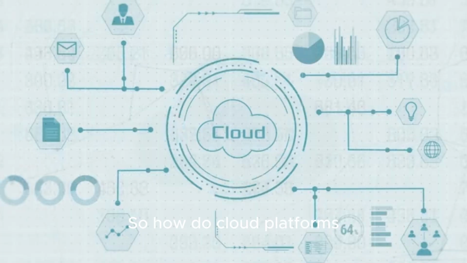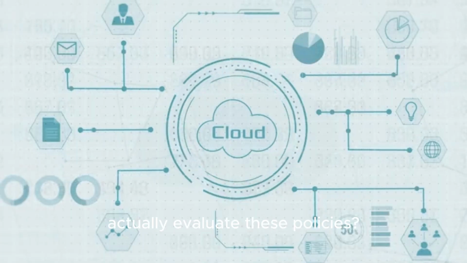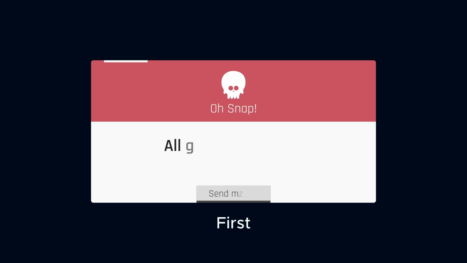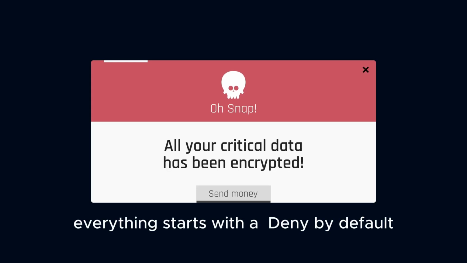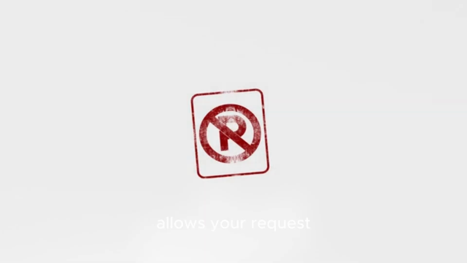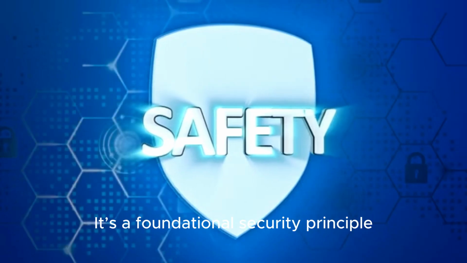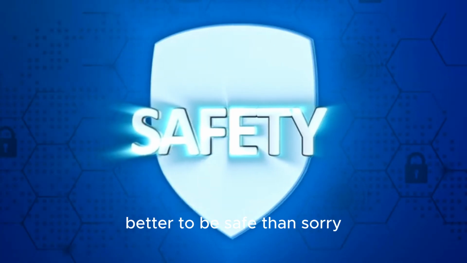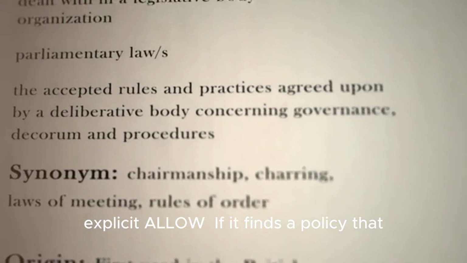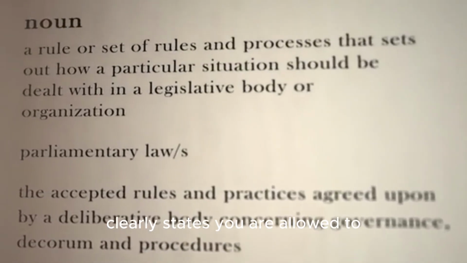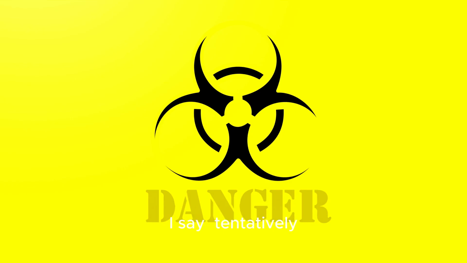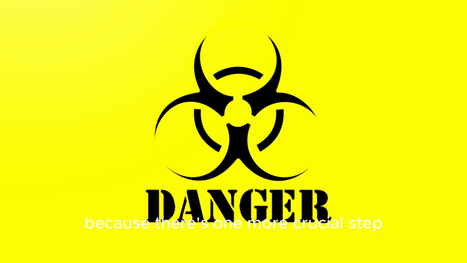So how do cloud platforms actually evaluate these policies? Most of them follow a similar, logical step-by-step process. First, everything starts with a deny by default principle. This means if there isn't a specific rule that allows your request, it's automatically denied. It's a foundational security principle. Better to be safe than sorry. Next, the system checks for an explicit allow. If it finds a policy that clearly states you are allowed to perform the action, your request is tentatively approved. I say tentatively because there's one more crucial step.